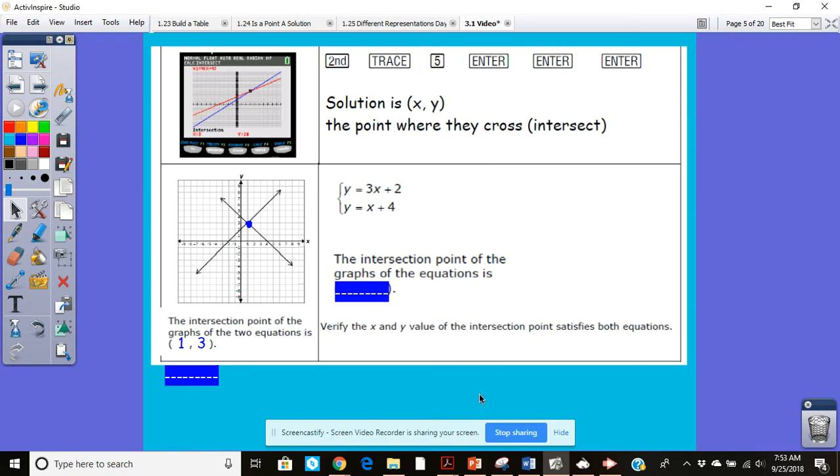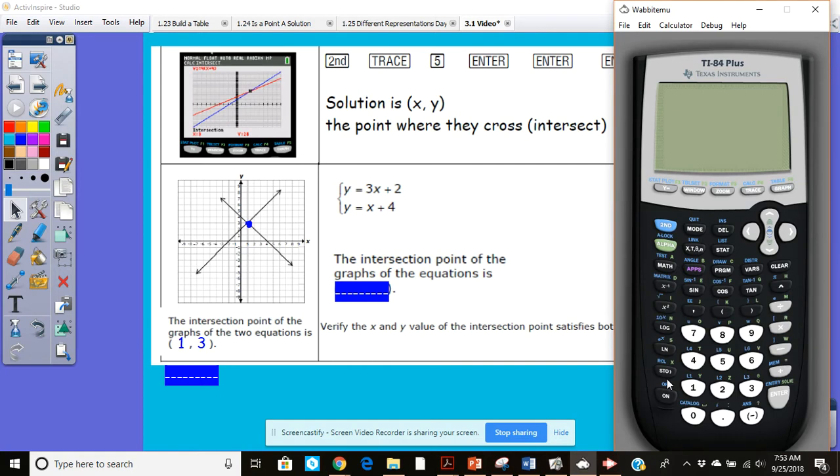Now, if they give you two equations, you're going to have to put this in your calculator. So in your calculator, you would go to y equals, and you would put both of your lines. So 3x plus 2 would be your first line. And then your second line is going to be x plus 4. Now, from there, you're going to hit graph, and it's going to graph both your lines. And we can see where they cross on here, so we don't need to zoom out any.